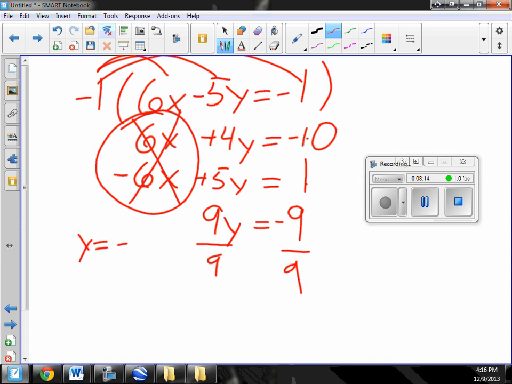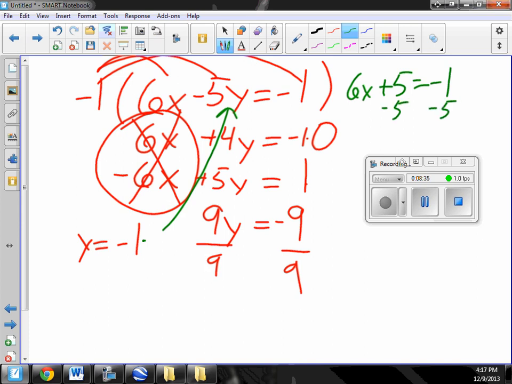Y is negative 1. So now I need to plug negative 1 back into any equation. It doesn't matter which one. So let's plug it into the top one. 6x, and I have a negative 5 times a negative 1, which is plus 5, equals negative 1. Subtract the 5 and subtract the 5. 6x equals negative 6. So x is also negative 1. I divide by 6 and divide by 6, I get negative 1. Okay?